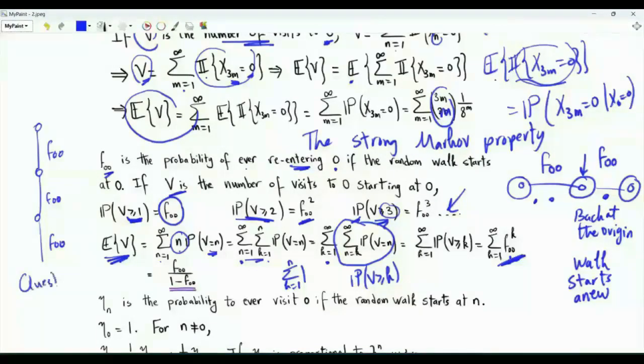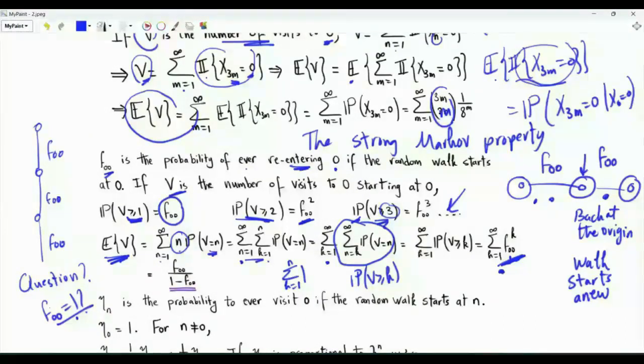Of course, there is a question here. Can f00 be equal to 1? If this is the case, then this geometric series is divergent. There is another story here. In principle, in a discrete time Markov chain or a random walk, f00 may be equal to 1.